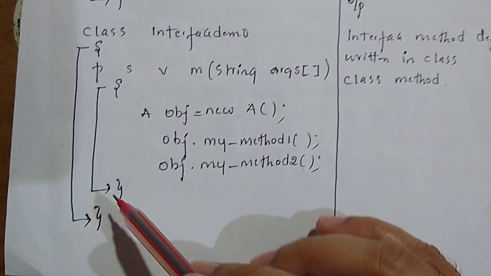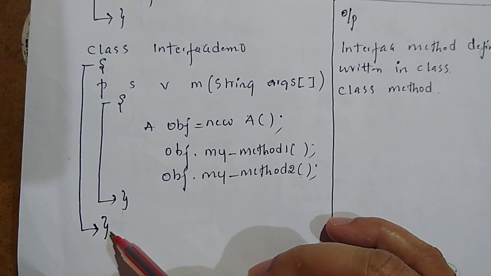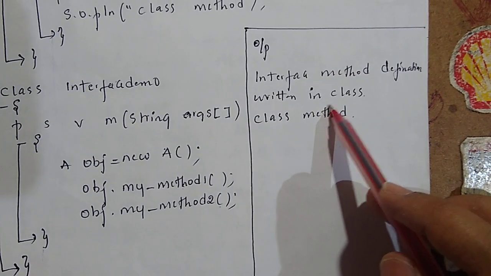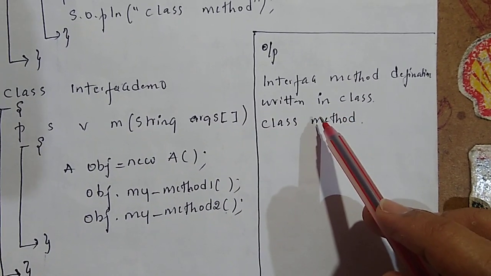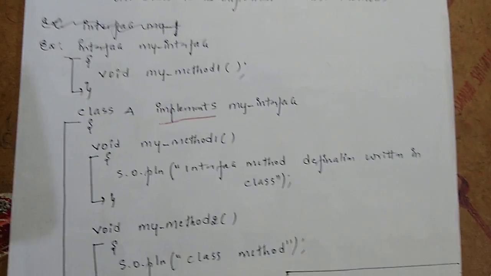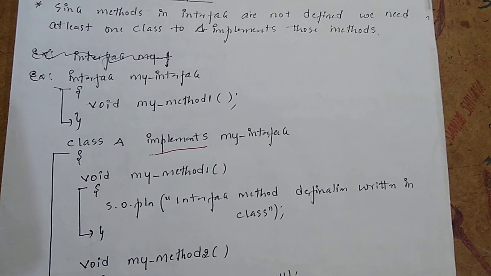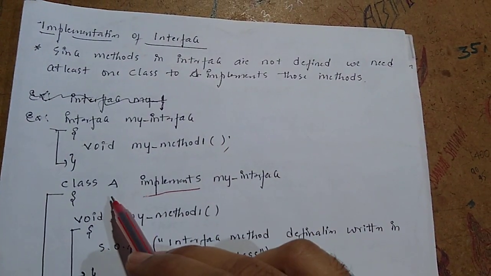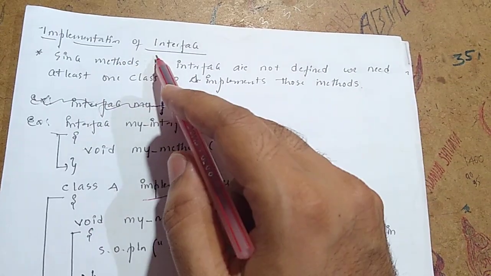Next it's the end of main and the end of the class, and the program terminates, and you'll get the output in this way: interface method definition written in class, then class method. Just copy this particular program as it is. If you want to implement this method, we have to take the help of our class implementation of the interface.